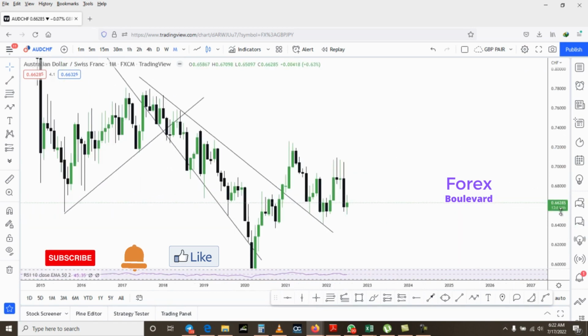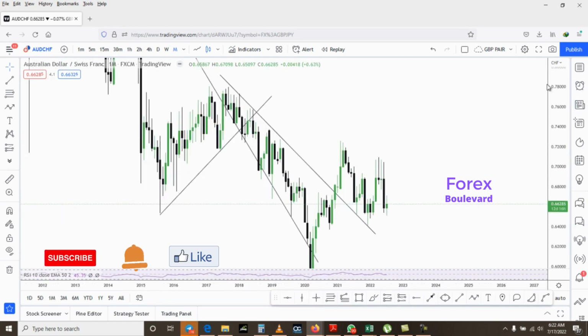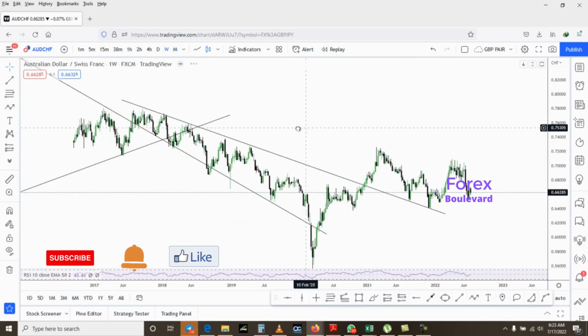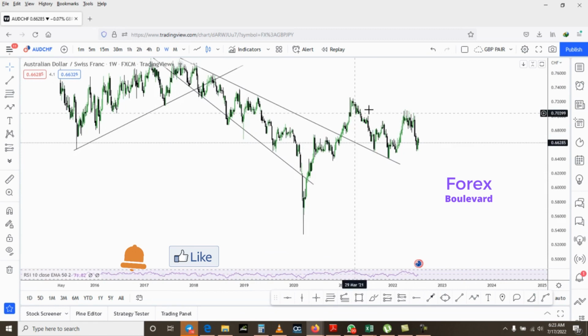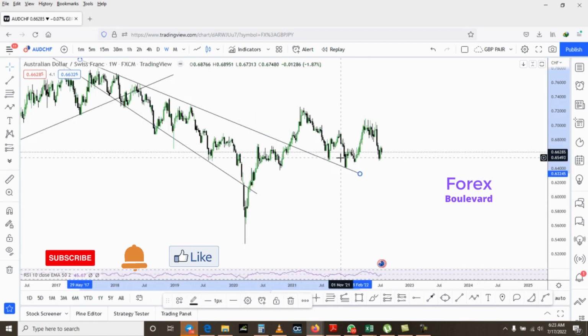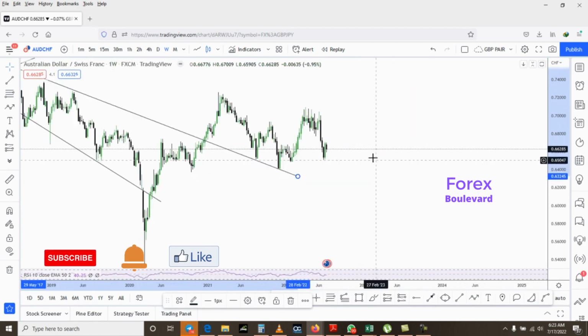Okay, all right, so now let's pull down to the weekly. Okay, so you can see on this trend line here we have a bounce here and then price kept going up. So now what do you have here again on the weekly?